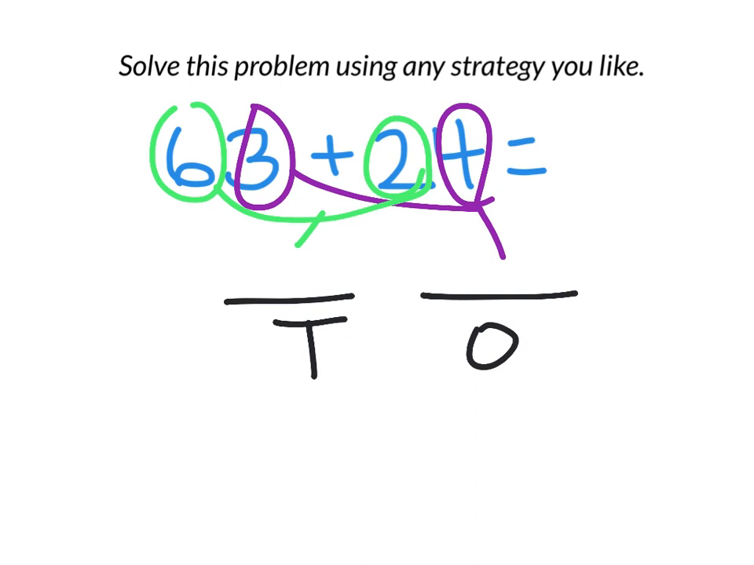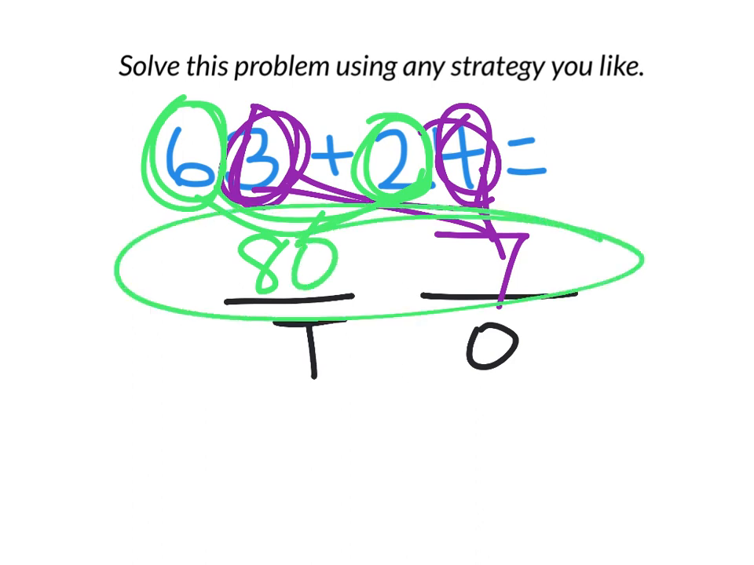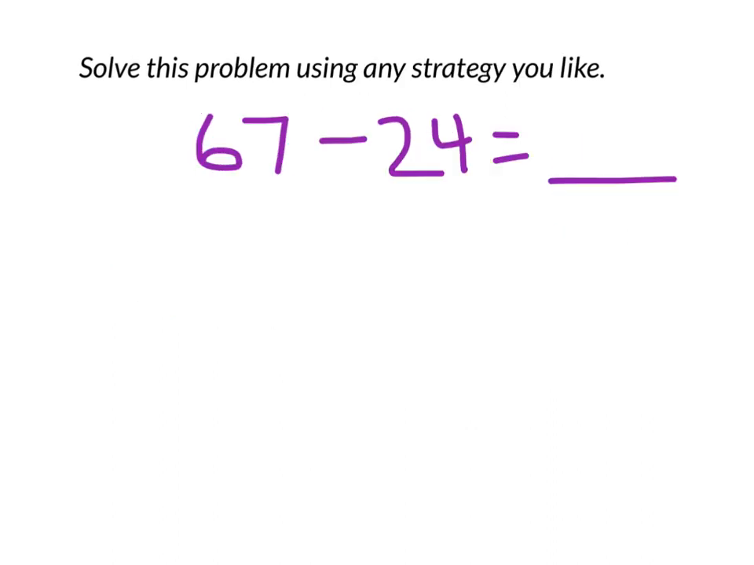In the ones place, we have the number 3 and we have the number 4. Together, that's 7. In the tens place, we have 60 and 20, and that's 80. So there's no regrouping. We push the two numbers together to get a grand total of 87. Easy peasy, lemon squeezy.